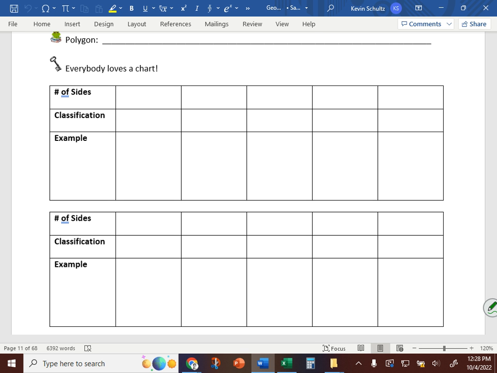Damien, yes. So the definition of a polygon. Okay, so it's got to have at least 3 sides. What else do we know must be true about a polygon? Jack?